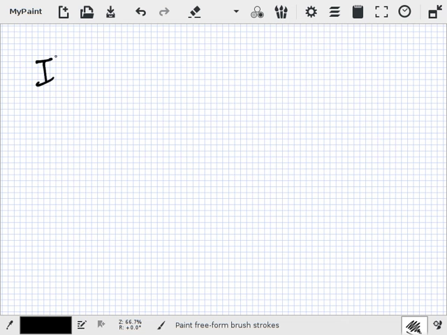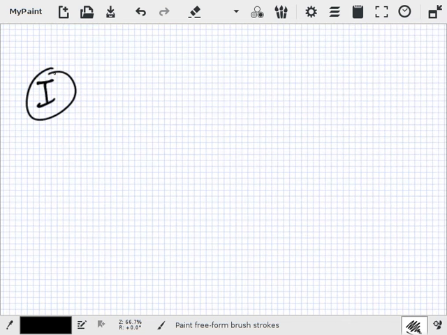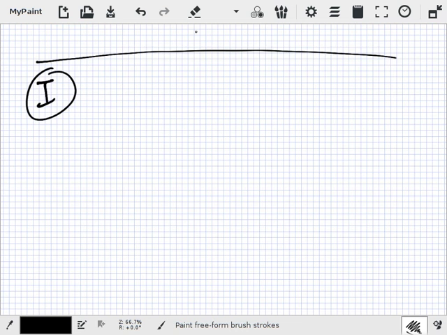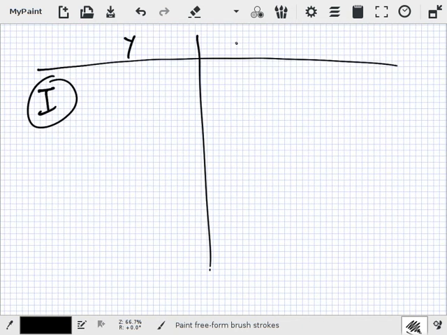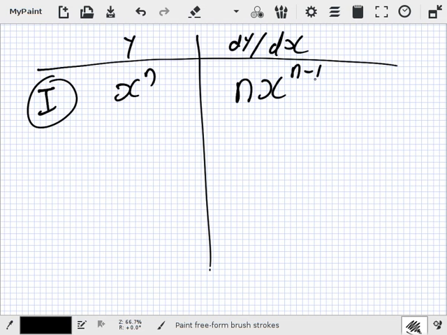The first rule, so I'm giving you a table here. On the left is the function, and on the right is its derivative. So we just proved that the derivative of x^n is n x^(n-1). That's our first rule.